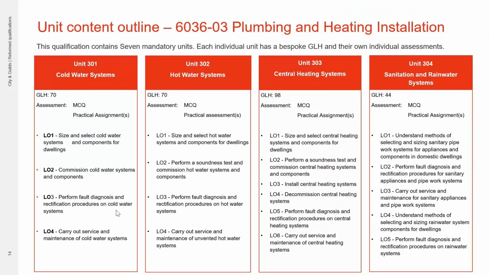Unit content, so 603603 Plumbing and Heating Installation. This qualification contains 7 mandatory units. Each individual unit has bespoke guided learning hours and its own individual assessments. So briefly running through the units, we've got Unit 301, which covers cold water systems, 4 learning outcomes, guided learning hours 70, assessment multiple choice question with a practical assignment.